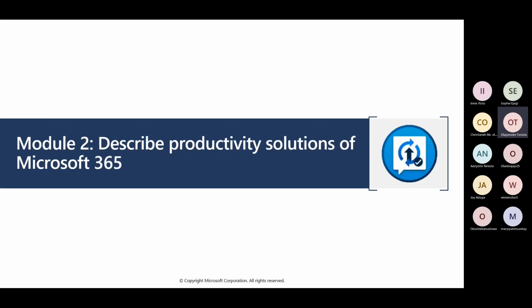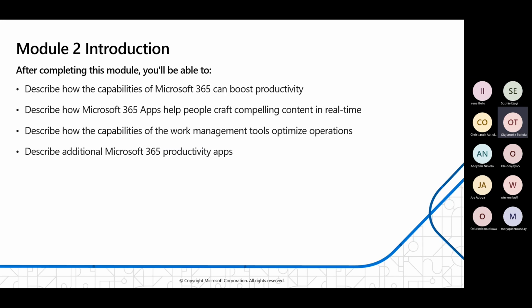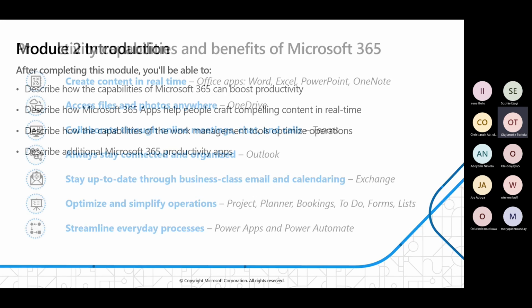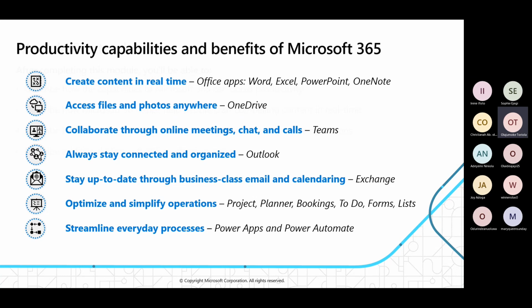So the next thing is to talk about productivity tools in M365. We're going to be looking at the productivity tools, capability, and benefits. So one, if you want to create content in real time, what are the tools you're supposed to use? You will use Office apps like Word, Excel, PowerPoint, OneNote. Again, if you want to access files and photos from anywhere, what kind of tools will you use? Productivity tools, you will use OneDrive. If you want to collaborate through online meetings, chats, and calls, what kind of tool are you going to use? You will use Microsoft Teams.